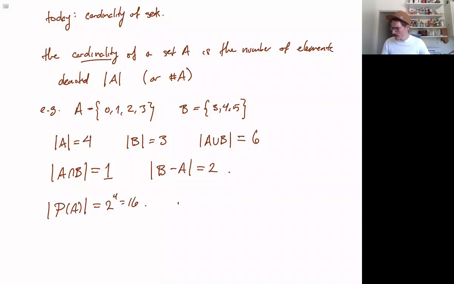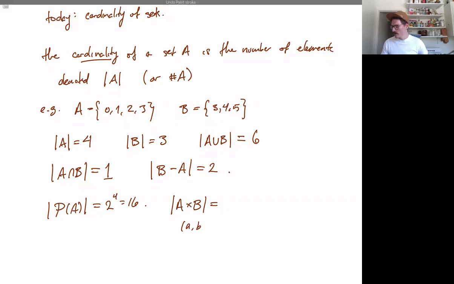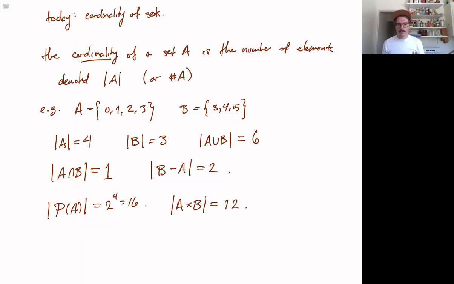And there was another question. If you have two sets A and B, what is the number of elements of A cross B? And remember that A cross B, the Cartesian product, is ordered pairs, something in A, comma, something in B. So it's just all the ways that you can take combinations of these things, which is just multiplying the cardinalities of those two sets. So this should be 4 times 3, which is 12. Okay, so here are some very basic examples.